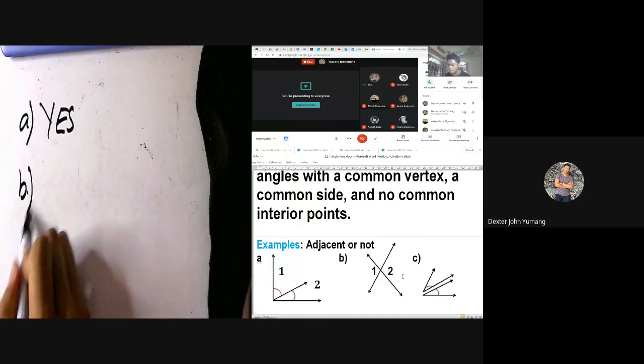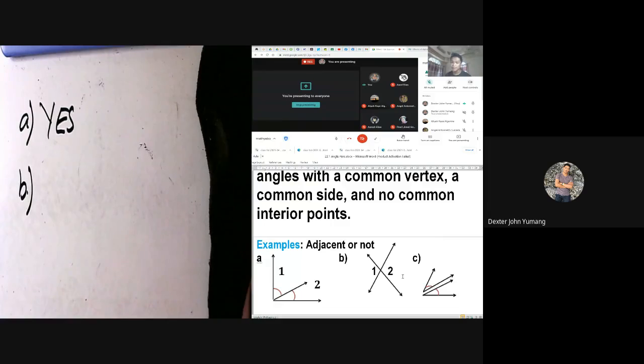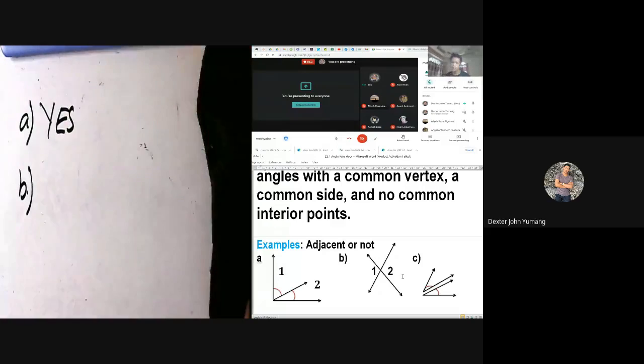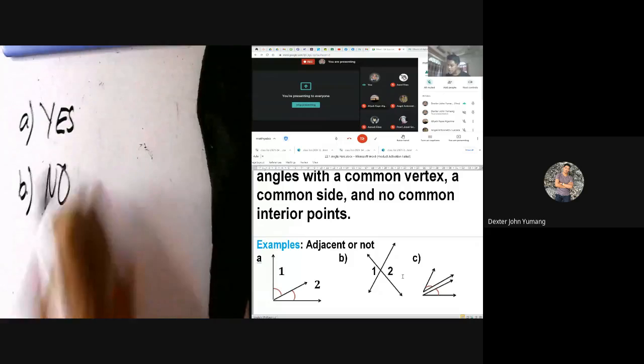Okay, next, letter B. Tingnan nyo muna. Si angle 1, nasa left side. Si angle 2, nasa right side. Is it adjacent or not? Yes or no? Type your answer, please. No po from Astral dahil daw po si 1 nasa left side, malayo daw siya, hindi daw siya magkatabi kay 2. Astral din po, no. Carl is no. Angel is no. And let's review. Agelea is no. Aliyah is no. So the perfect answer there is no.